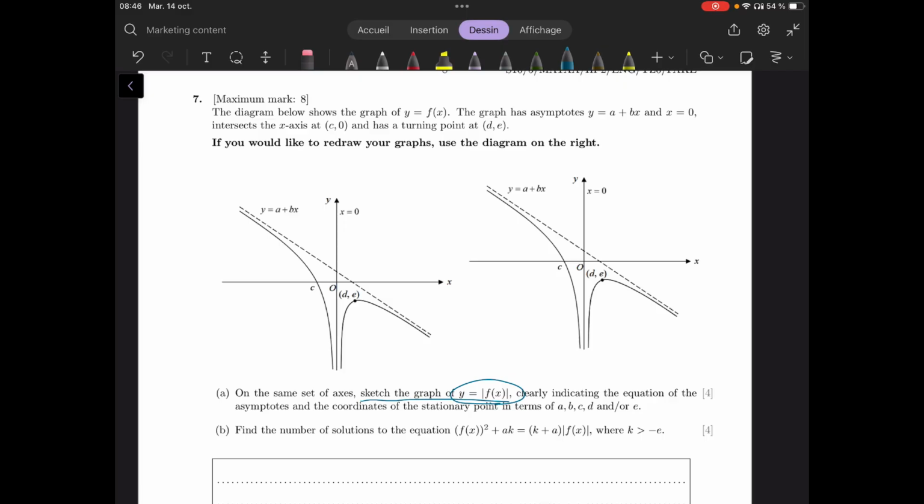We get this graph by reflecting the parts that are below the x-axis over the x-axis. In other words, this part will go up, this part will go down until point E. So let's say E is somewhere over here. It's going to go down, and it's going to go back up.